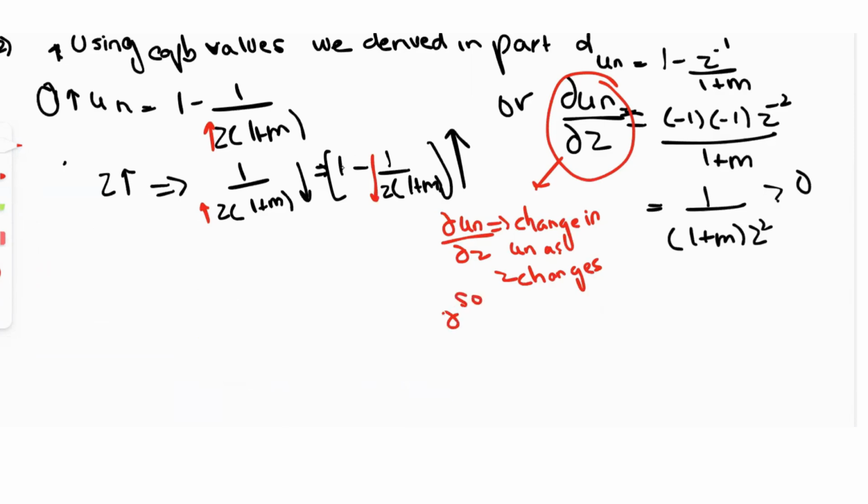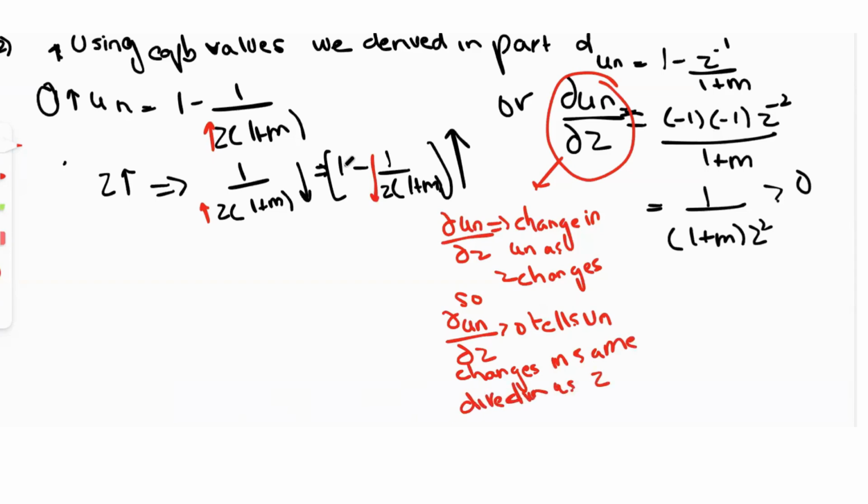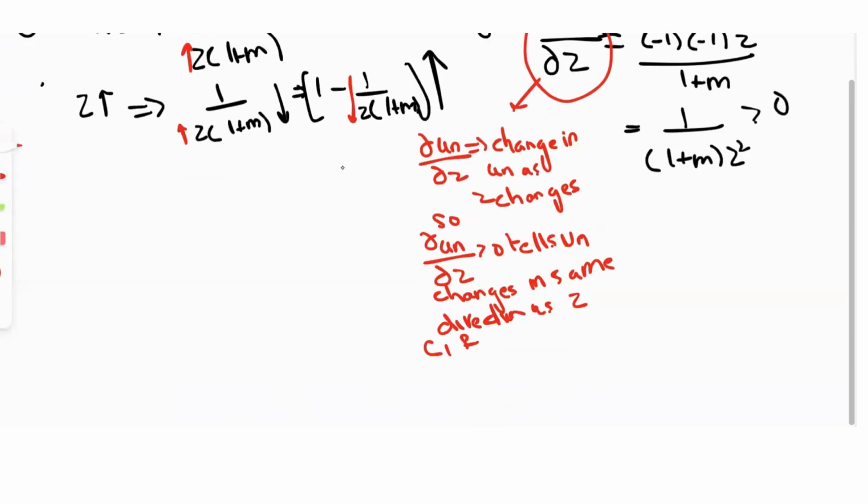So if this is positive, because we're only interested in the direction, this tells us the change in UN is in the same direction as the change in Z. So this means that if Z increases, UN increases.